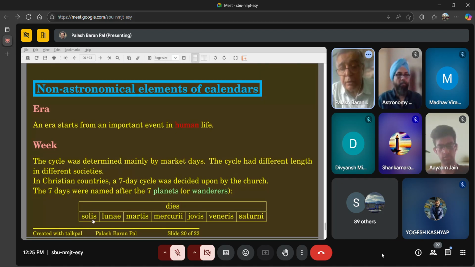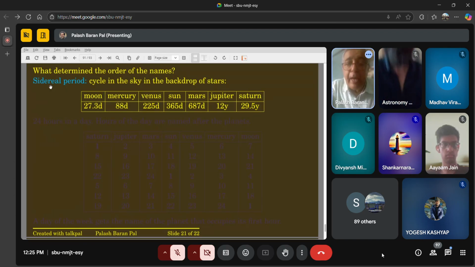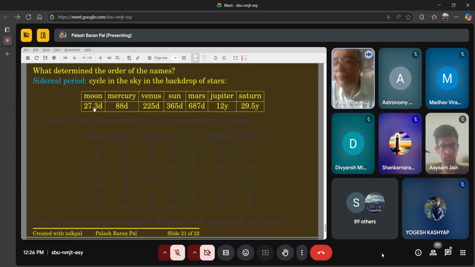But that brings a new question. Why is this order? What determines the order? Probably the best answer is this. Consider these 7 things, which now I have given the English names, and consider their sidereal periods. That is the cycle in the sky in which they move in the background of stars. And now I have arranged them from the smallest to the largest. The moon has a cycle of 27.3 days. This is the sidereal month, which I have talked about in the beginning. And then Mercury, Venus, Sun, and so on. Saturn has the longest, about 29.5 years.